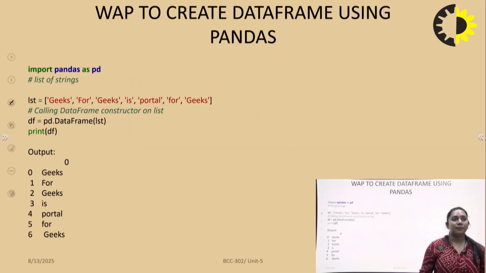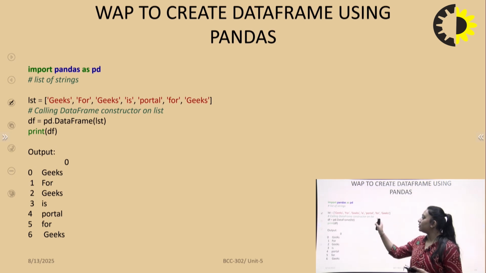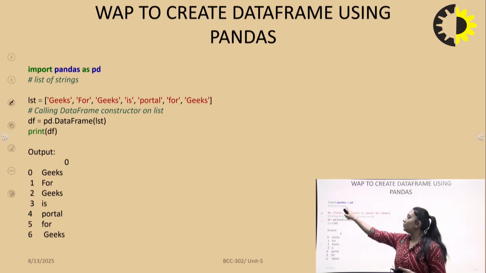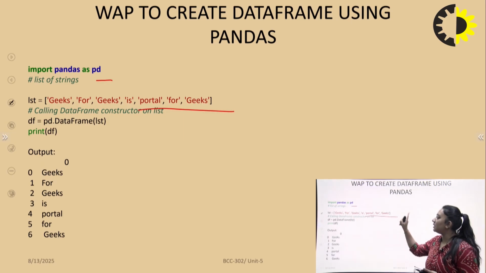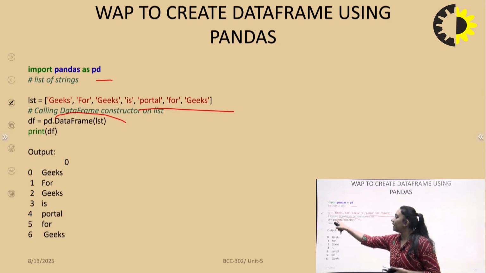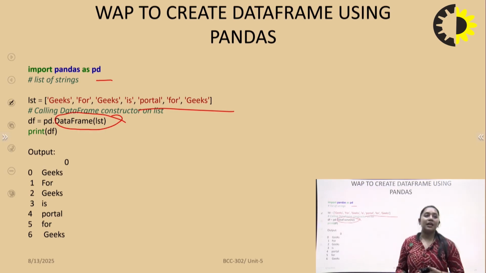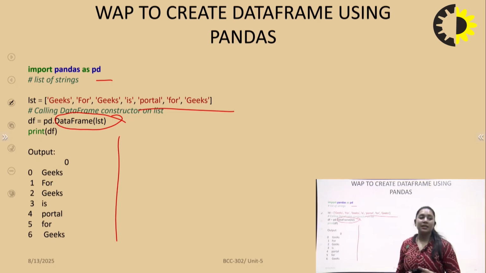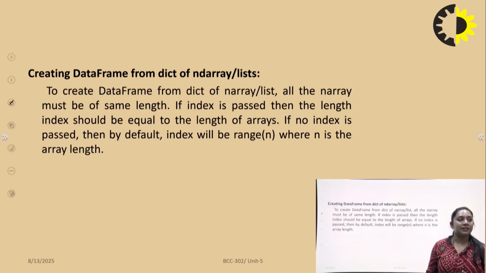This is the example of how you can create data frames using the Python library. So you import the pandas library. After that, listing the strings. This is the list of strings. With the help of the DataFrame function, you can create the data frame. So this is the example of how you can implement the data frame.